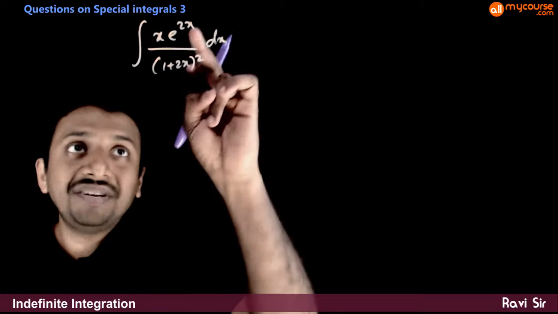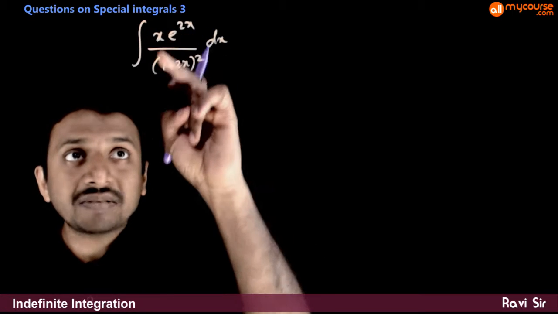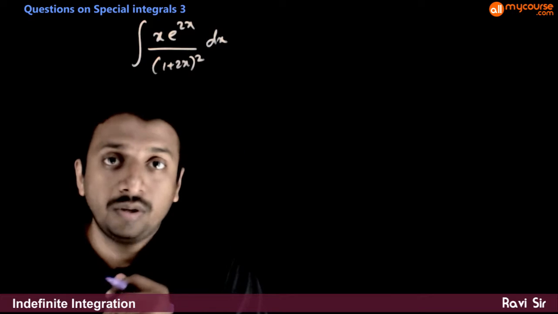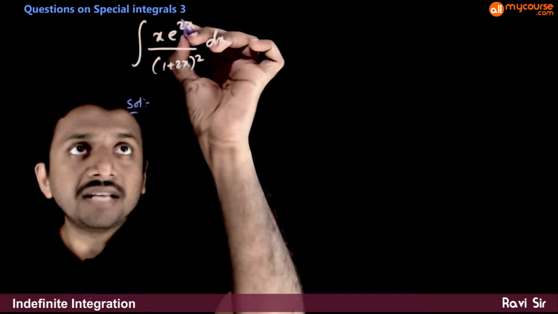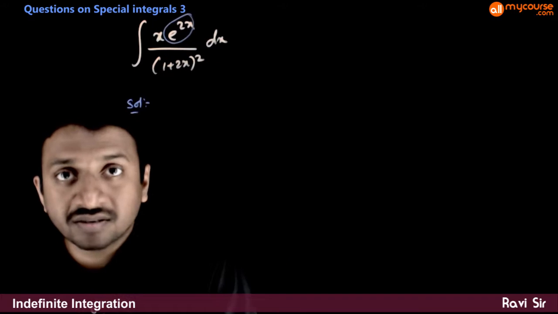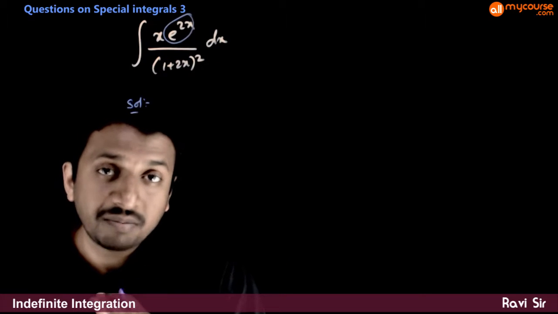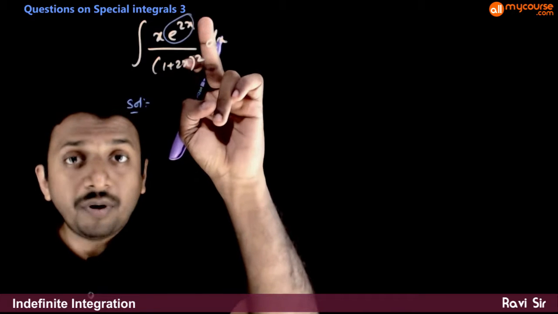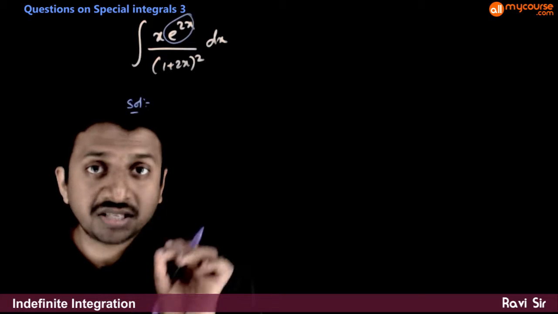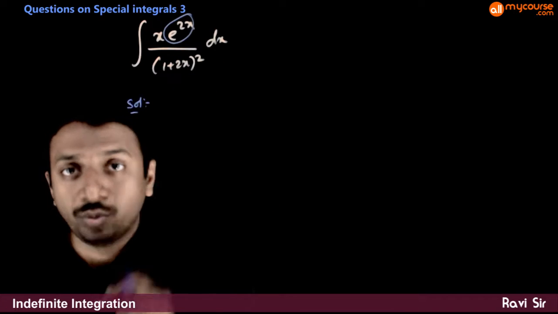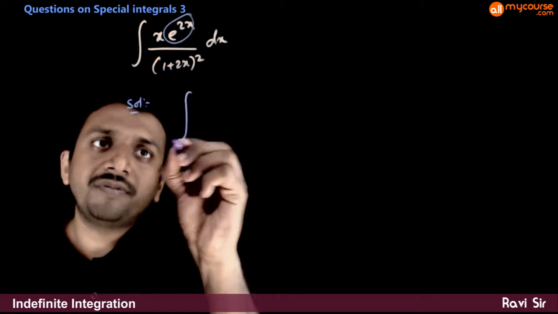So in this question, you're asked to integrate e power 2x times x by (1 plus 2x) whole square. Here, as you can see, you have e power 2x. So mostly the formula that might be useful is e power kx times [k f of x plus f dash of x]. That is, with f of x, you need to have an extra 2. So let us try to simplify this integral.